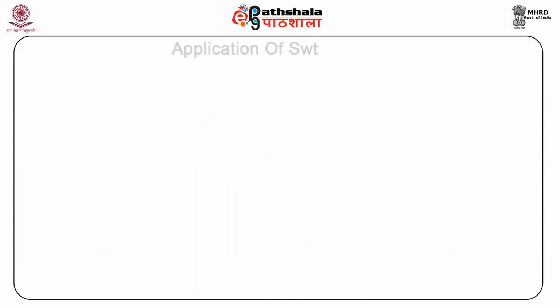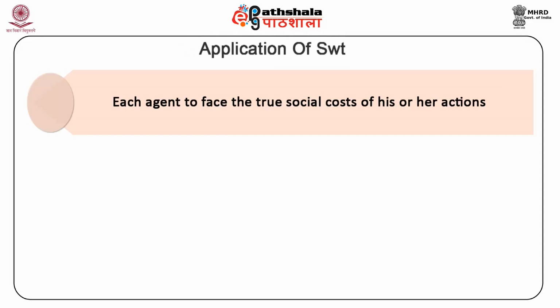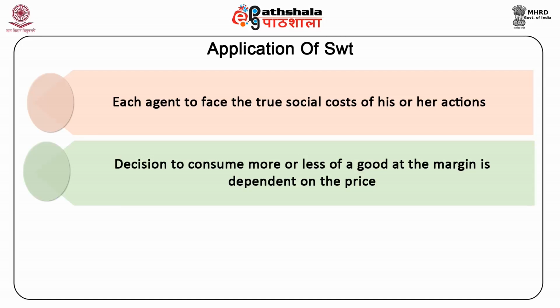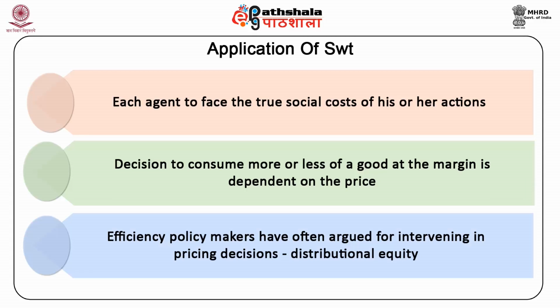A convenient way to achieve efficient allocations is for each agent to face the true social cost of his or her actions and to make choices that reflect these costs. Hence, the decision to consume more or less of a good at the margin is dependent on the price, which measures how everyone else values this good on the margin. Such a process inherently leads to efficiency.